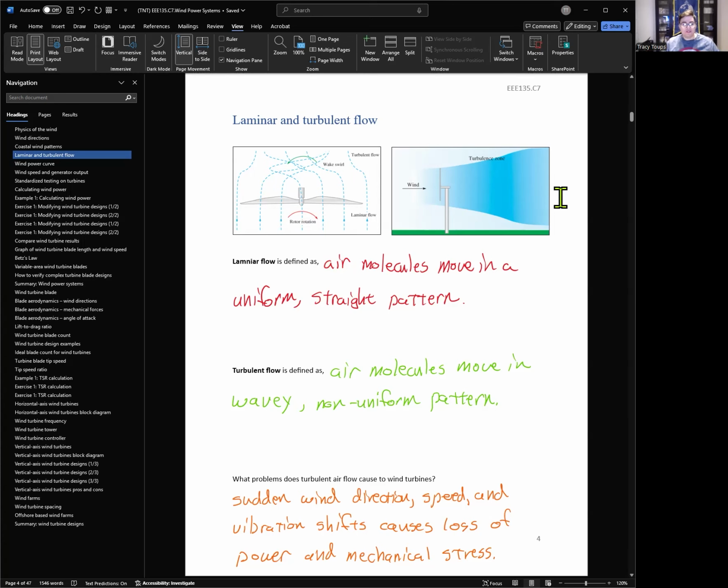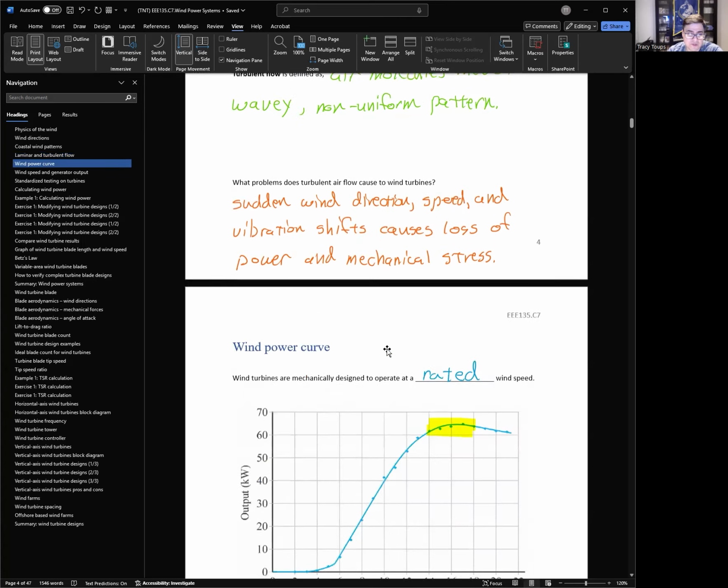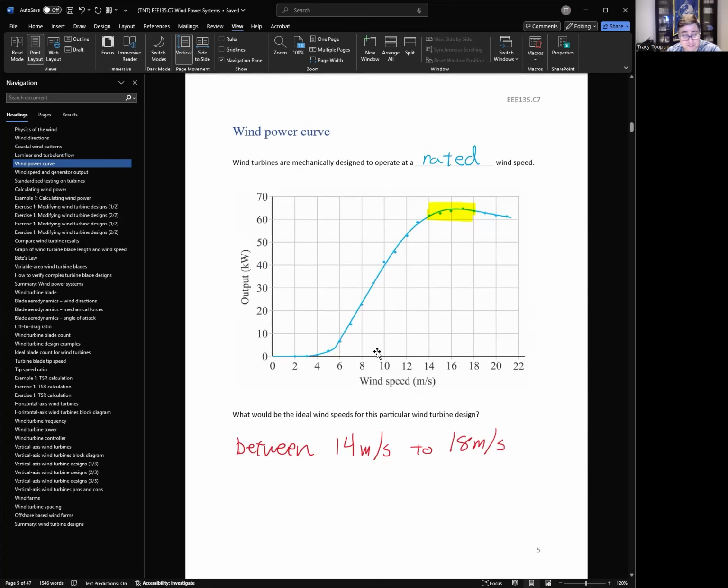Okay. So what does turbulent airflow cost for wind turbines? If you ever flew in an airplane or seen in movies, when they hit turbulence, it starts shaking all over the place. The exact same thing happens to a wind turbine. Certain wind direction, speed, and vibration shifts, because this unpredictable flow will cause loss of power and mechanical stress. It can start vibrating a lot. And that's bad because at worst you'll prematurely break the wind turbine, and even at best, you're still losing a lot of power, which is just money lost. Okay. So in general, we like laminar flow. We don't like turbulent flow. Okay. So we're going to design and choose our site to make sure we get as much laminar flow as possible.